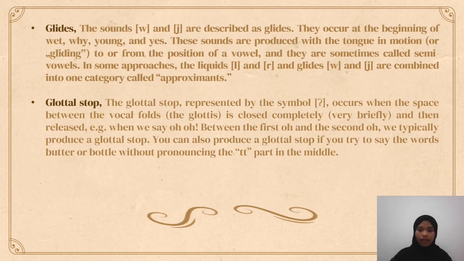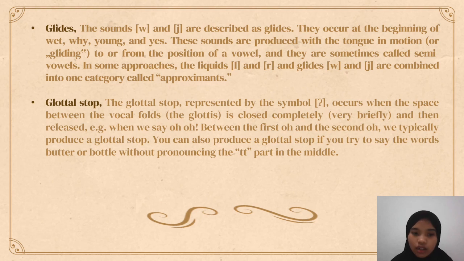So the next is glide. The sounds Y, W, and H are described as glides. They occur at the beginning of words like yes and we, and the sounds are produced with the tongue in motion, or gliding to or from the position of a vowel, and they are sometimes called semi-vowels. In some cases, the liquids L and R and glides Y and W are combined into one category called approximants.